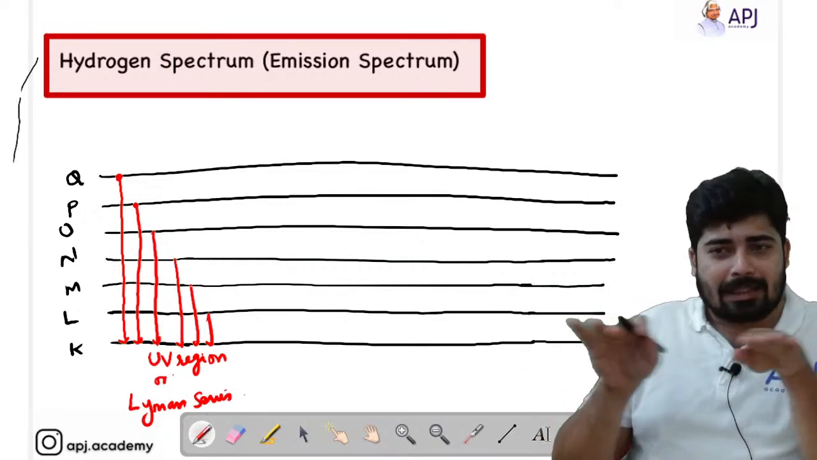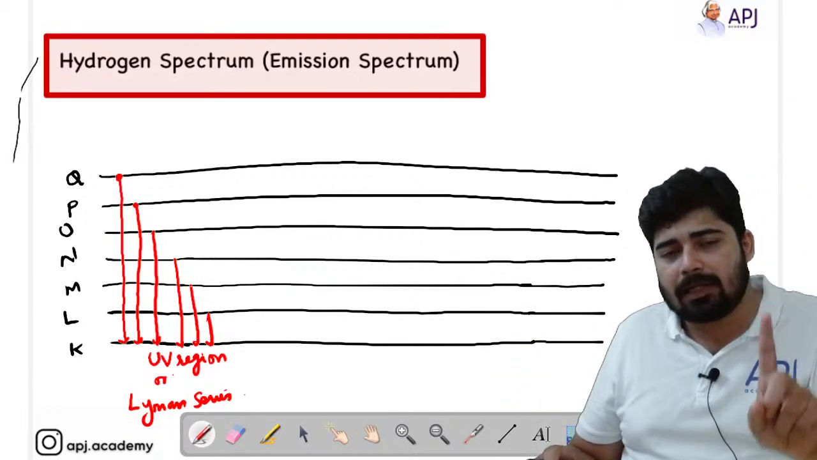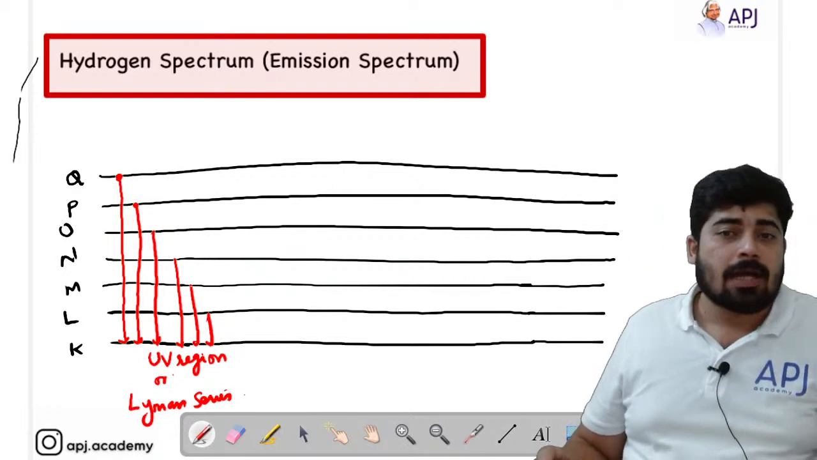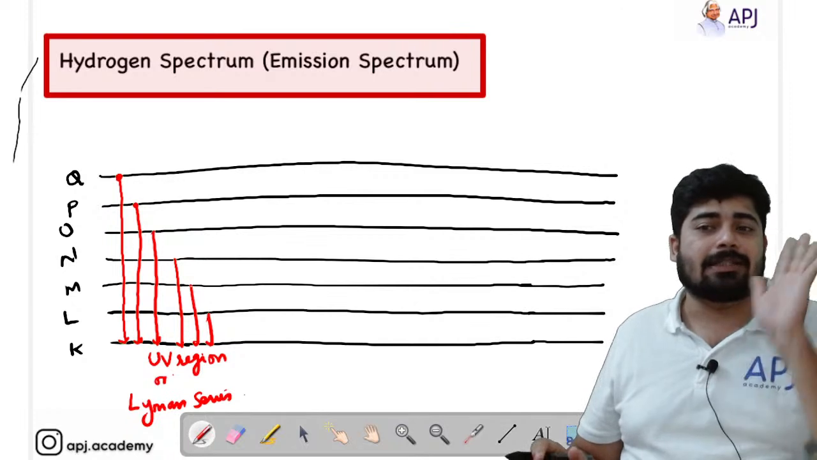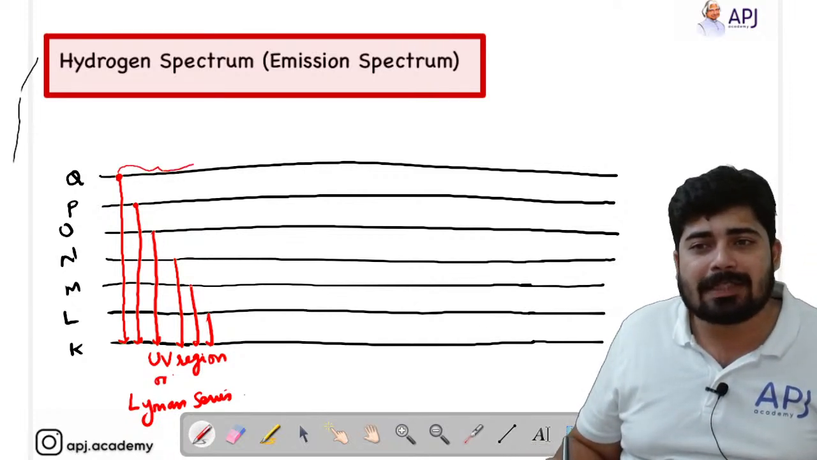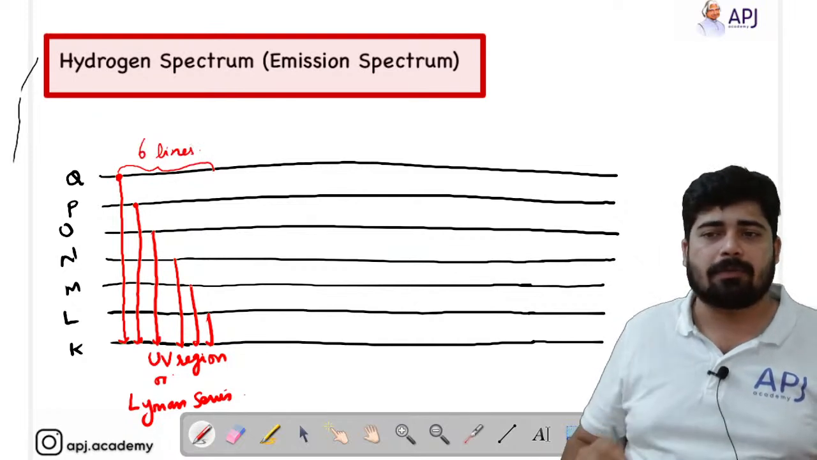Now that is regarding the first shell. If the electron is jumping to the first shell, we get a spectral line of the nature of ultraviolet radiation, and we call them Lyman series lines. Here you can see that a maximum of 6 lines are possible from the Lyman series.